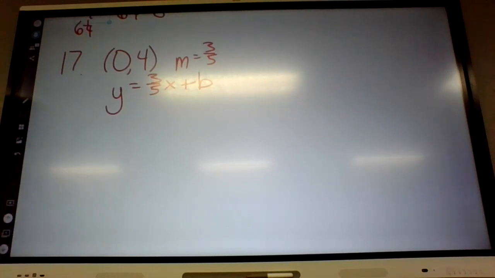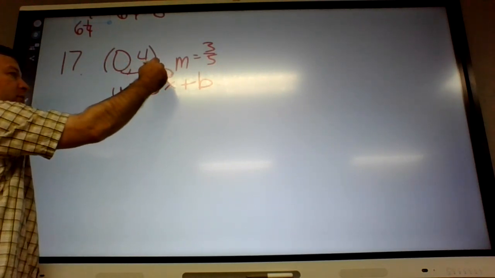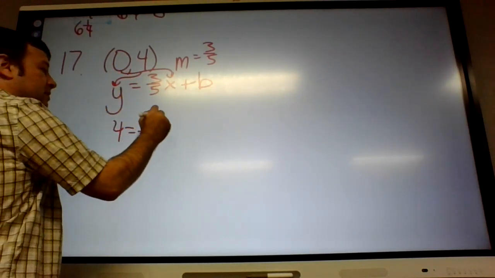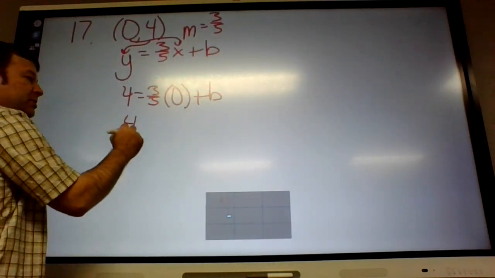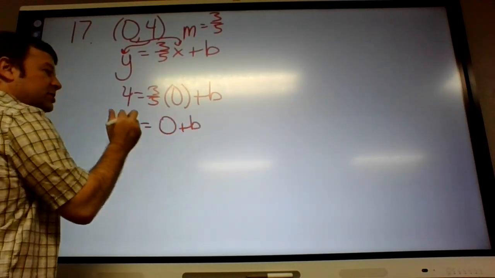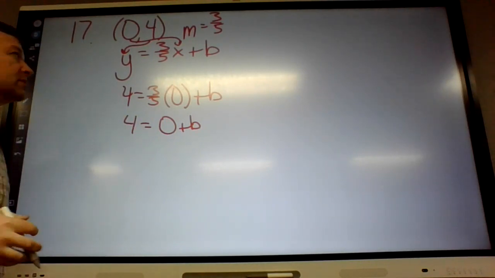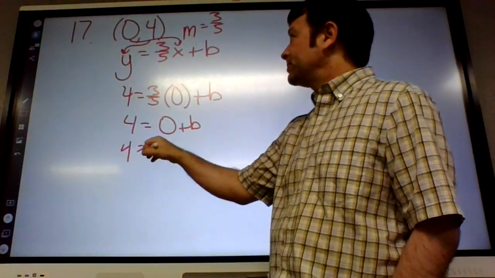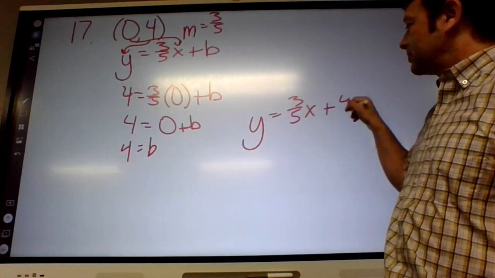Jackson, where's the 0 gonna go? Yep. And the 4 for the y. Well, what's 3/5 times 0? 0. 0 makes everything 0. So what's b gonna be? 4. So the y-intercept is 4. So y equals 3/5 x plus 4.